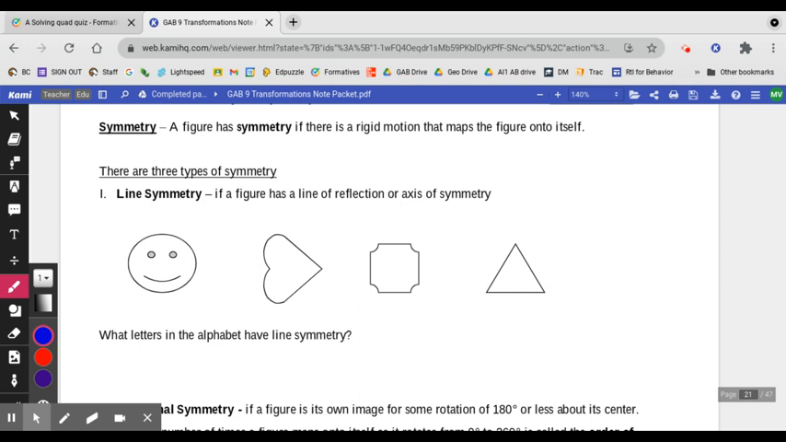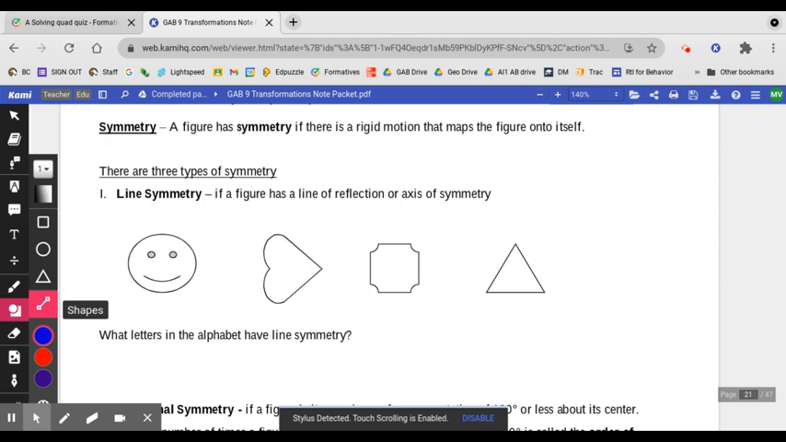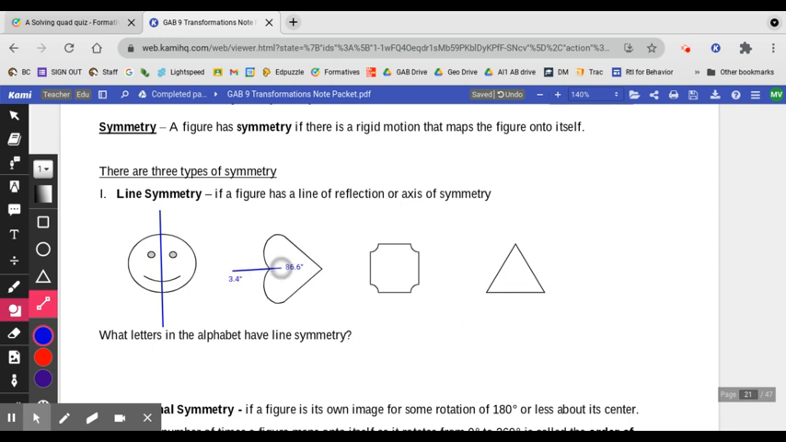So, in our smiley face here, we could say that it has line symmetry because I could draw a line down the middle, and I could reflect that over that line. Our heart also has line symmetry because we could draw a line horizontally, and that would have line symmetry. Sometimes shapes have more than one line of symmetry.